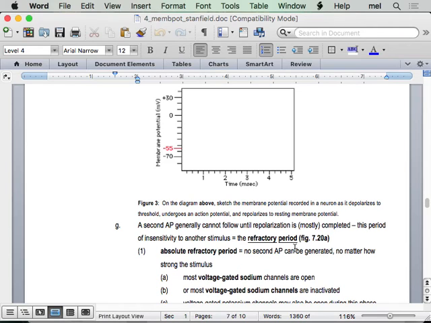Okay, so now I get to minus 55, right? And so I'm going to go up. So what kind of channel doing what is here? Voltage. These are voltage gated.